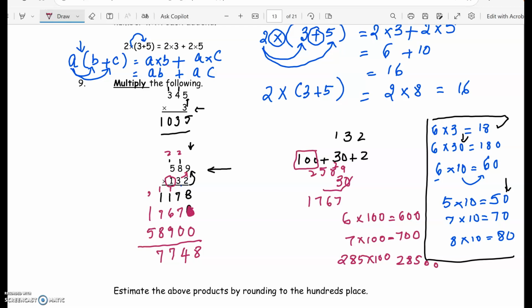And then we have 7. So we have 77,748. And I'm going to double check using my calculator. And that is correct. So always do the work without a calculator when you're doing your homework.